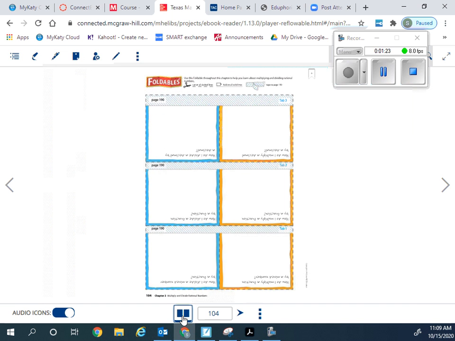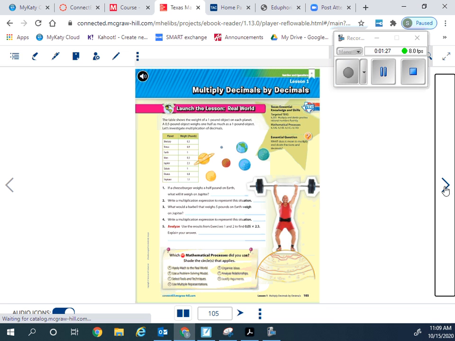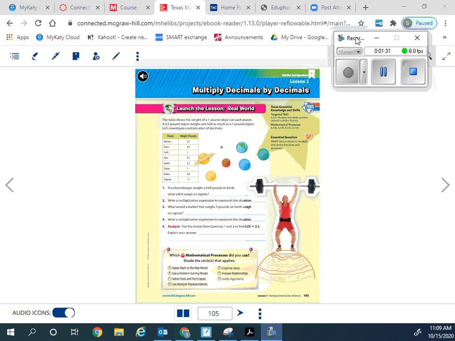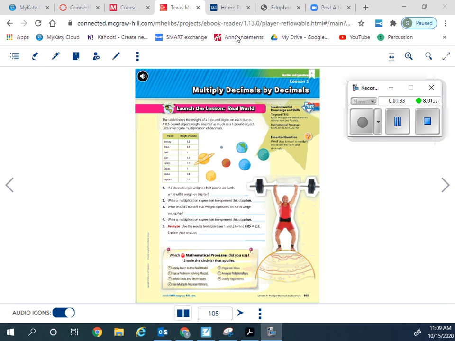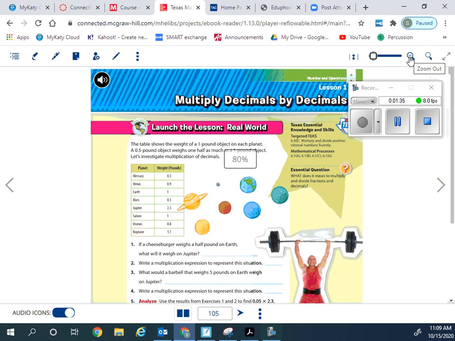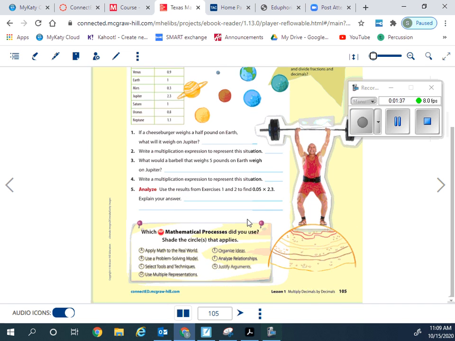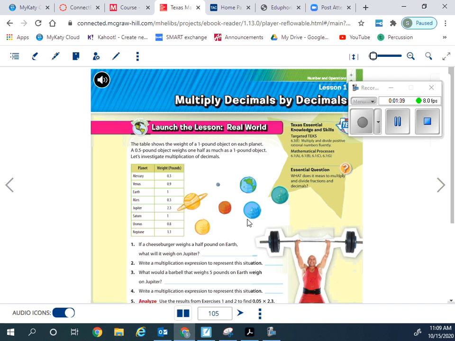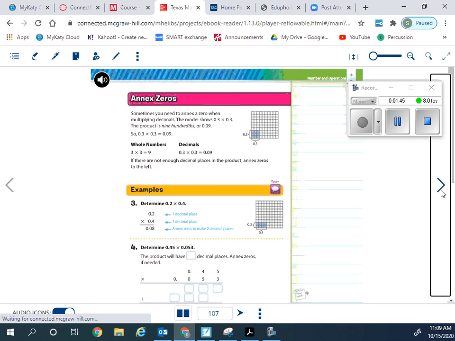Okay, you can also put it on just single page, and then you go forward this way. I'm just looking for my zoom here at the top. You can zoom in, see, like that. And this is where we're going to be working. So you guys have a hard copy of the notes today, but also this is in the textbook. So we're going through the lesson.